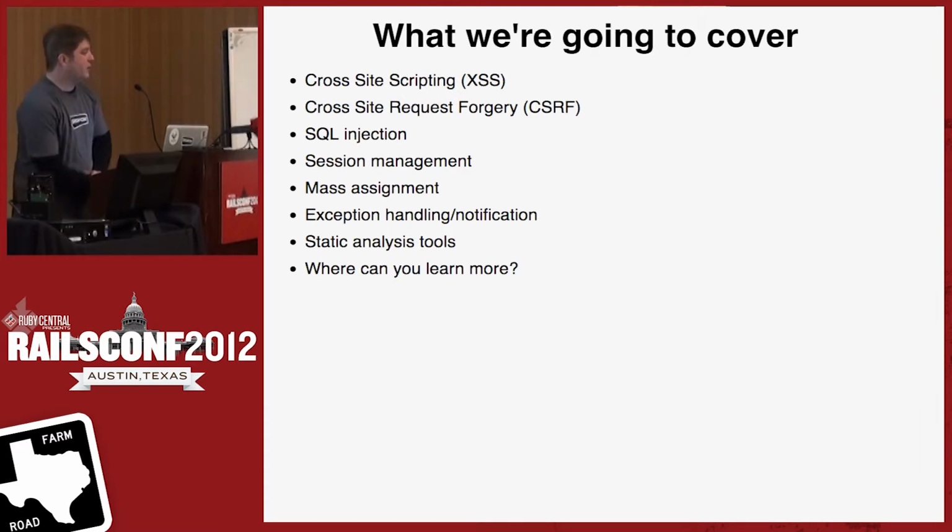So we're going to cover things like cross-site scripting, cross-site request forgery, SQL injection, ideas around session management, and different things that go into play there. Mass assignment, if you remember the GitHub incident not too long ago with Rails, that's a mass assignment. Exception handling and notification, which is a thing you don't think about very often, but actually is really important to think about. Static analysis tools, so things that will run through your site and give you some ideas.